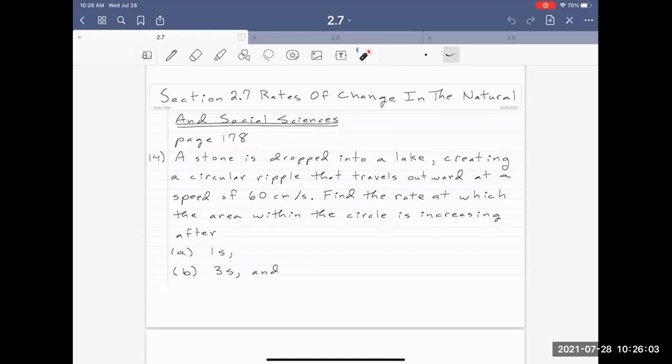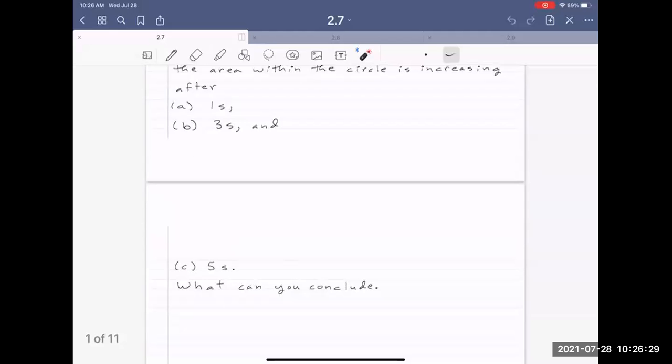On page 178, problem 14: a stone is dropped into a lake, creating a circular ripple that travels outward at a speed of 60 centimeters per second. Find the rate at which the area within the circle is increasing after A, 1 second, B, 3 seconds, and C, 5 seconds. What can you conclude? After you've done that, maybe you can figure out some sort of pattern that's occurring. So let's do this.